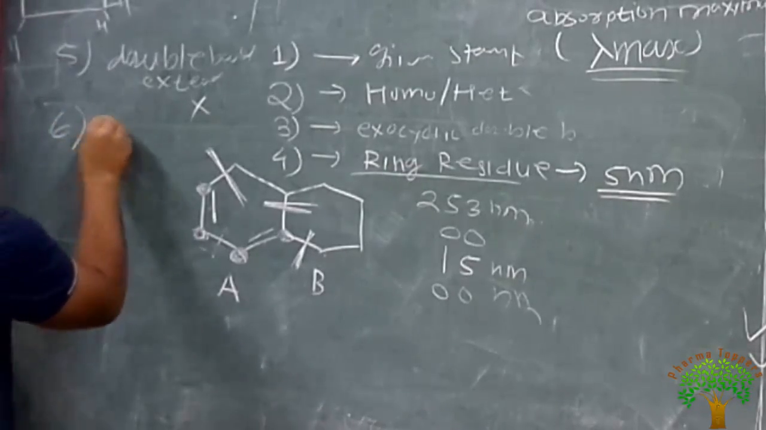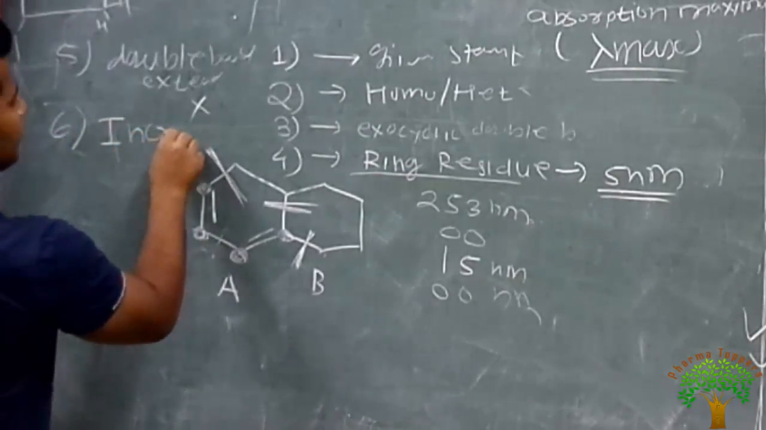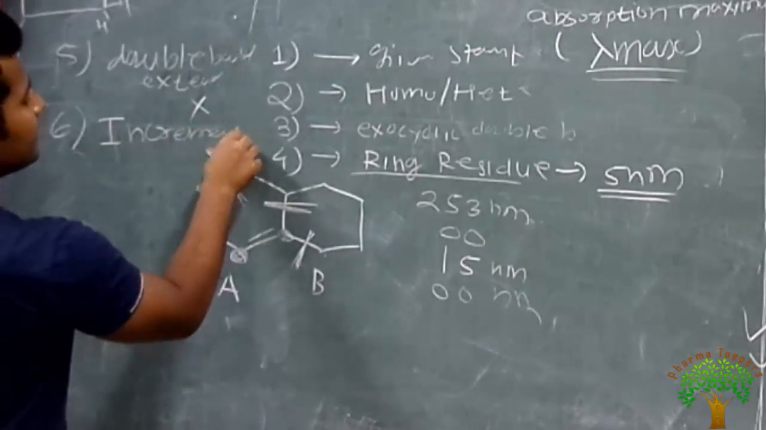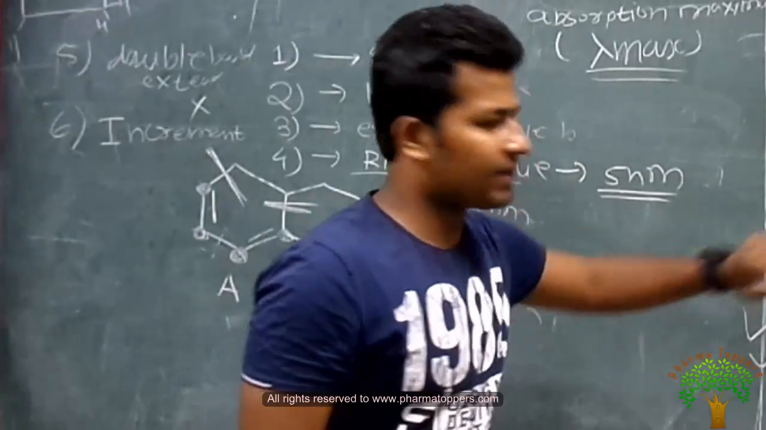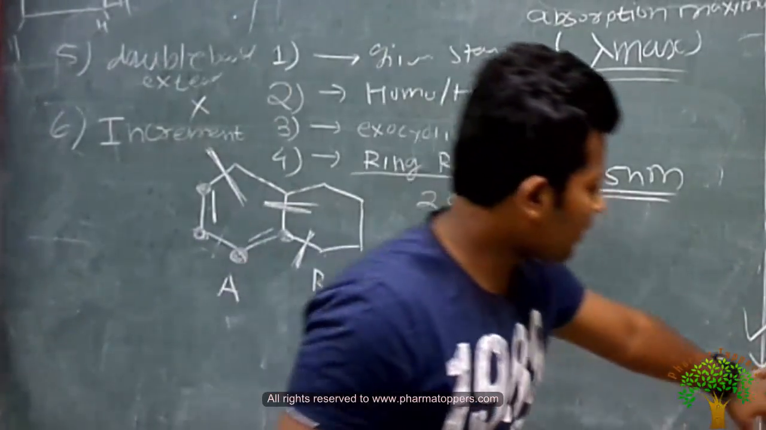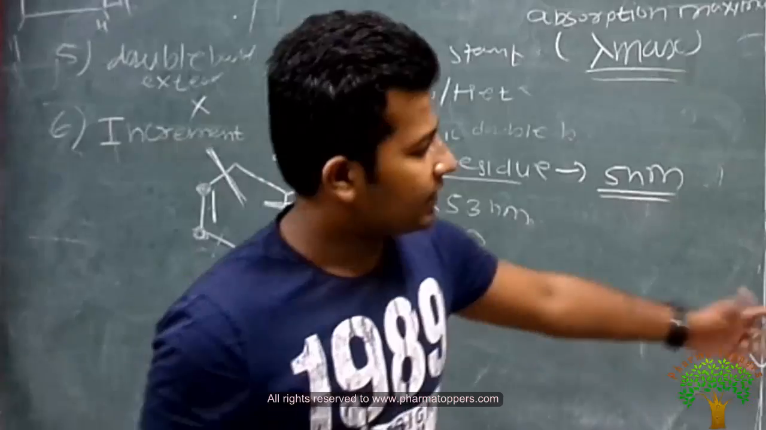Last, see what the increments are. Increments mean the presence of any alkyl group. If an alkyl group is present, take 5 nanometer. If OR is present, take 6 nanometer.